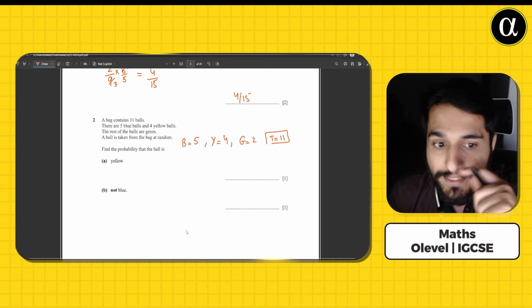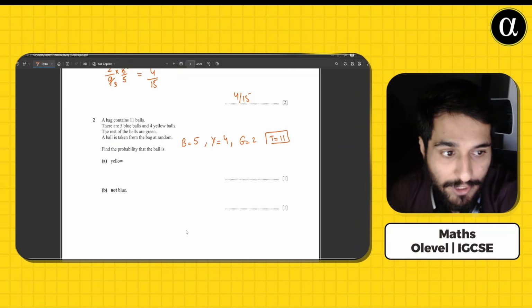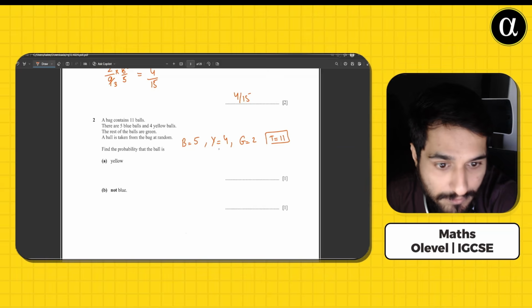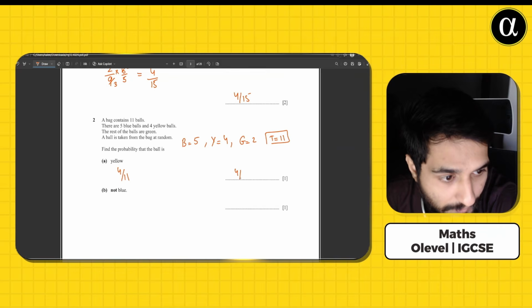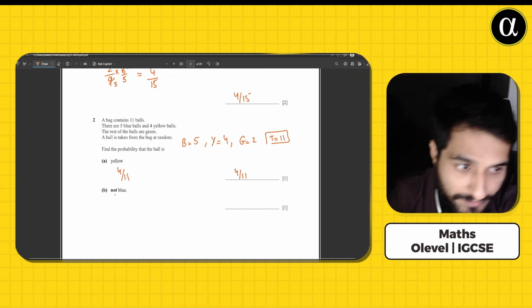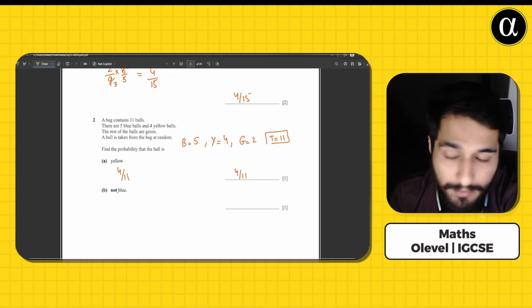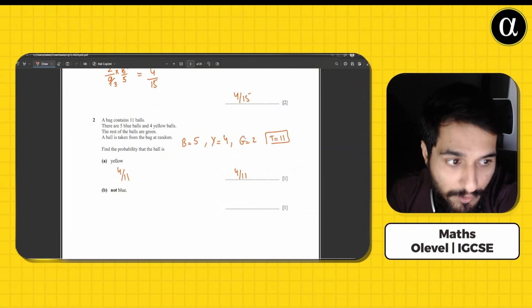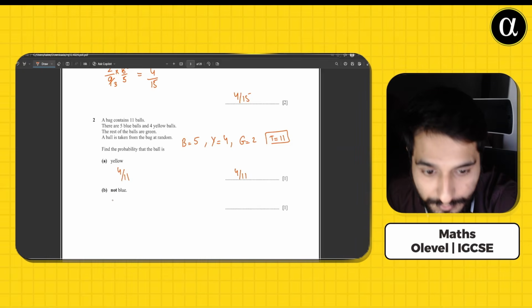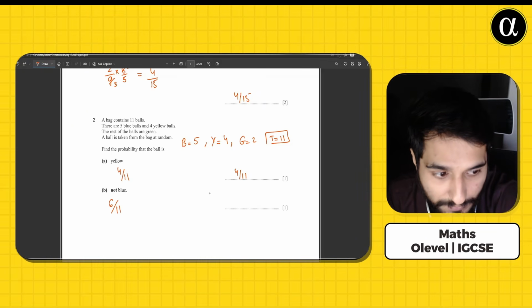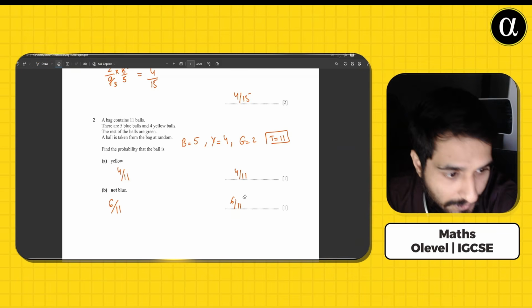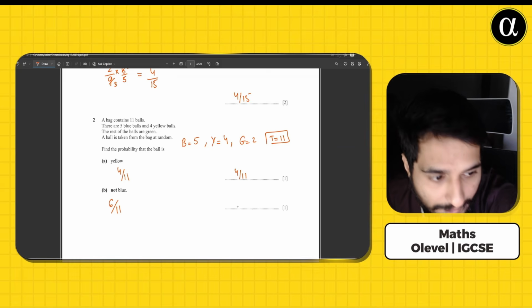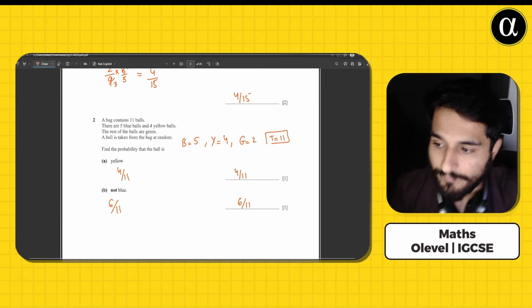Now it says find the probability that the ball is yellow. Now how many balls do we have? Yellow balls, those are 4 balls, and the total is 11. So the probability is going to be 4 over 11 for this case. Now part B says we need balls that are not blue, so that is going to be 4 plus 2, because these are blue balls, we don't need these, so we're going to do 4 plus 2, which is going to give us 6 over the total, which is going to be 11. So this case is going to be 6 over 11, right? And let me write it nicely. There should be 6 upon 11. Let's move on.